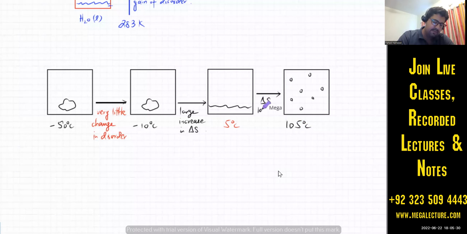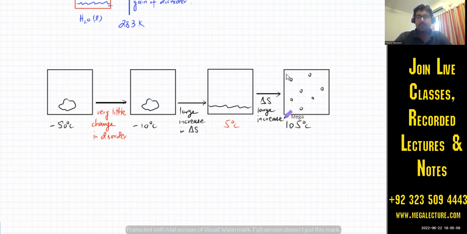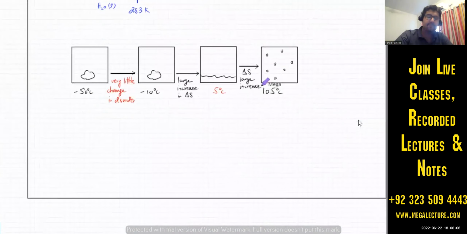So this one is going to be a large increase. Remember this: entropy change, as you keep on increasing temperature, is not a linear function. A lot of times it's not going to happen, or it's going to happen very little, right? Minus 50 to minus 10, hardly any change in disorder. Hardly any work is going to be produced by the system. But when you take it to 105, a lot of work is going to be produced. So there's a large increase in disorder. Is this point clear?